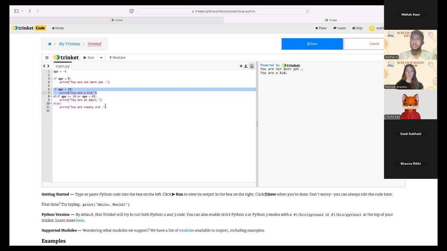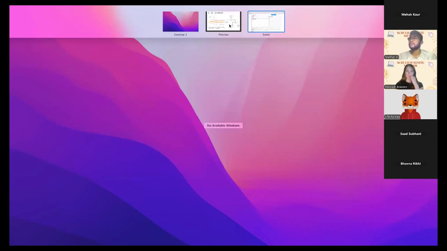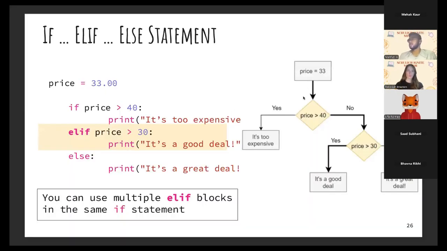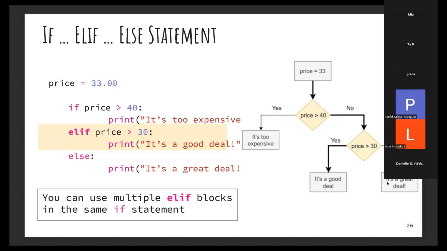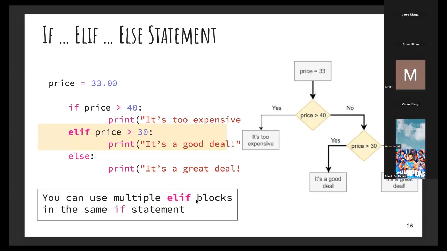Okay. So that helps you guys understand the if, else if, and else statements. There's a picture here that explains how it works. Like I mentioned, it starts with the if statement, then it goes to the else if statement, and then it goes to the else statement down here. Also, you can use multiple else if blocks in the same if statement.